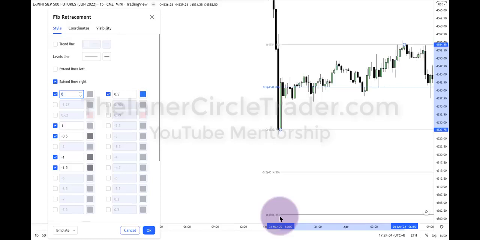Now, the question you're probably going to have in your mind is, okay, this is all fine and great, but how do we know which one to pick, ICT? If you put 1,000 lines on your chart, ICT, eventually somebody's going to see one of those levels get hit, and then you're going to make a video and say, see how smart I am? I've seen all of your arguments. I've seen that kind of stuff tossed around in the forums and such.